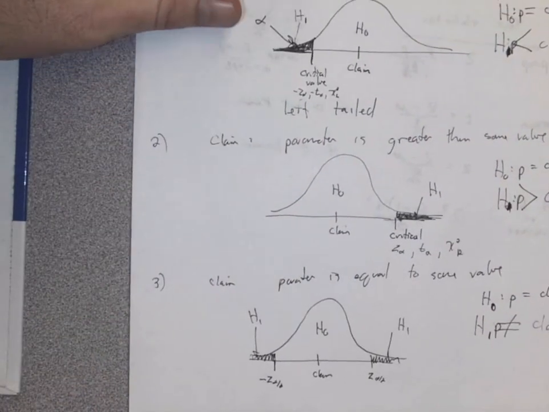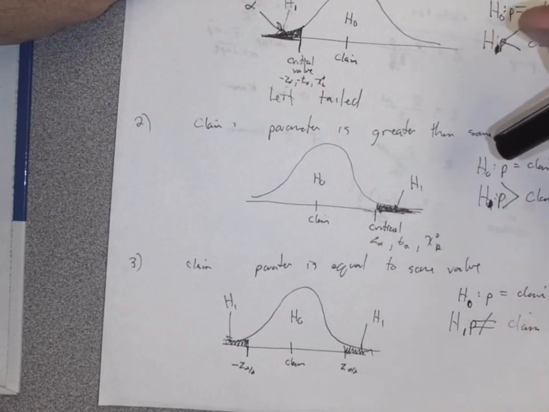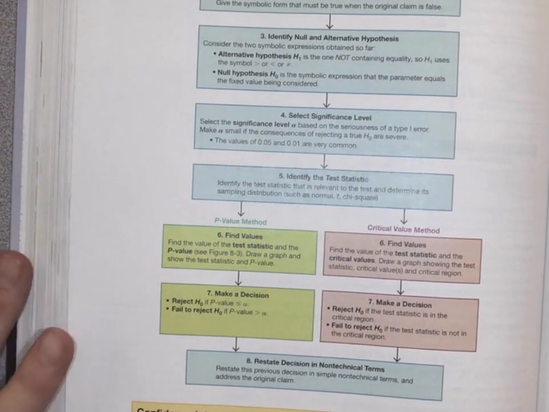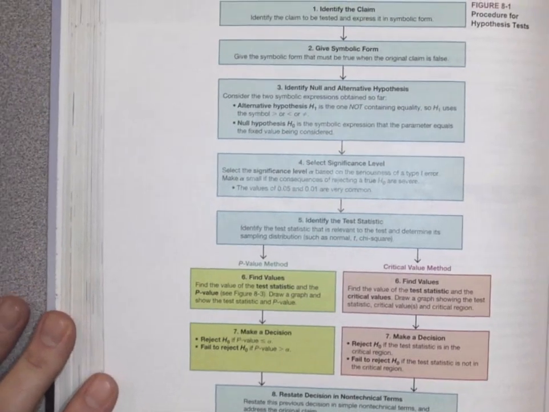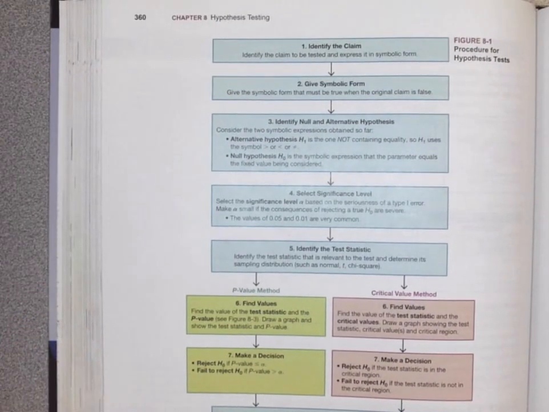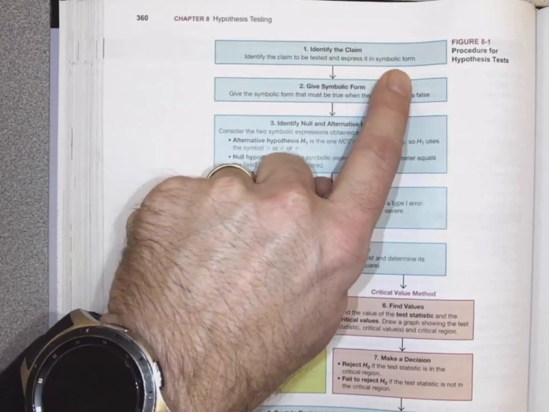Okay, back to this. Let me talk about the way that we do this. I'll project it as opposed to write it. So what we have here is a procedure that we go through to be able to find these things. Number one is identify the claim. Identify the claim to be tested and express it in symbolic form.